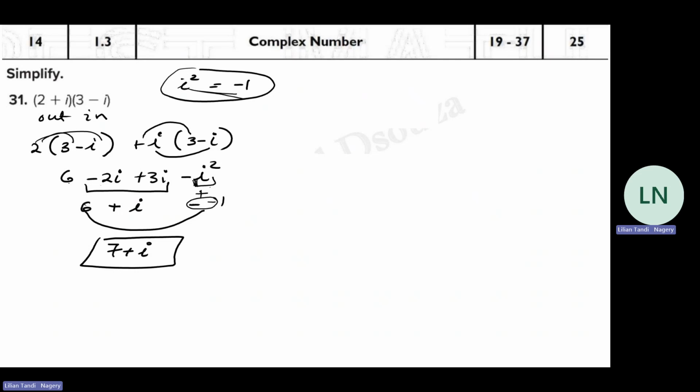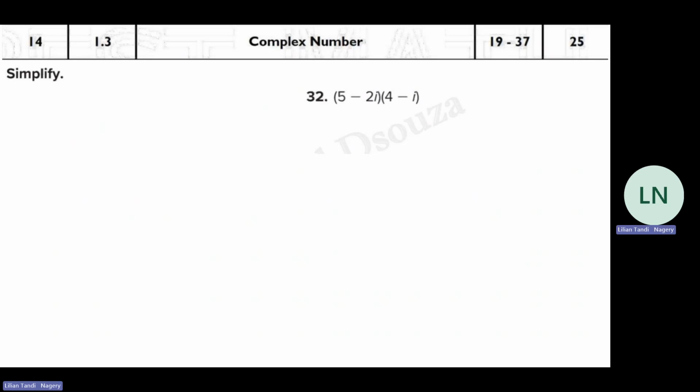Okay? Again, i squared is negative 1. And then you still have to multiply negative 1 with negative 1. That's how you got positive 1. All right. So i squared equals negative 1. Do the distributive property. So this is out, this is in. So 5 multiply 4 minus i, negative 2i multiply 4 minus i.